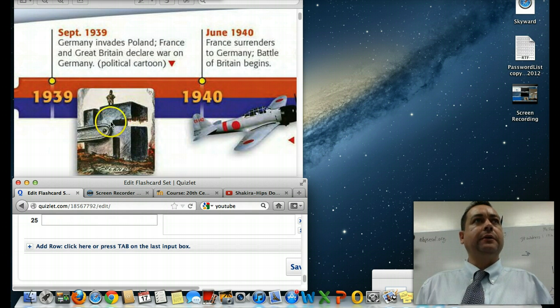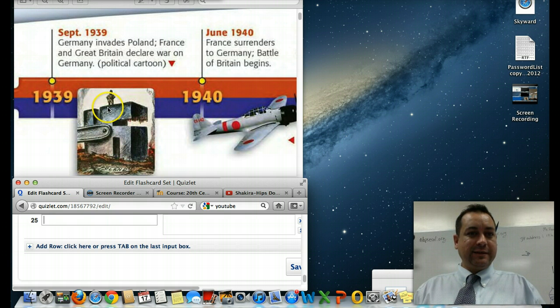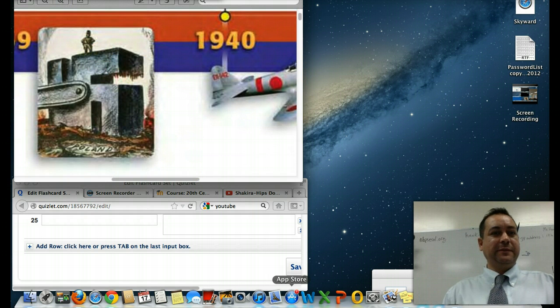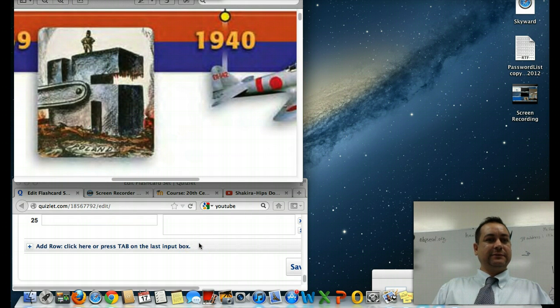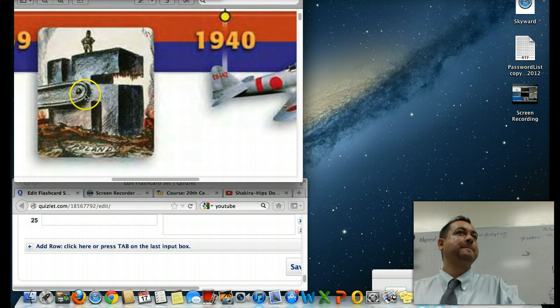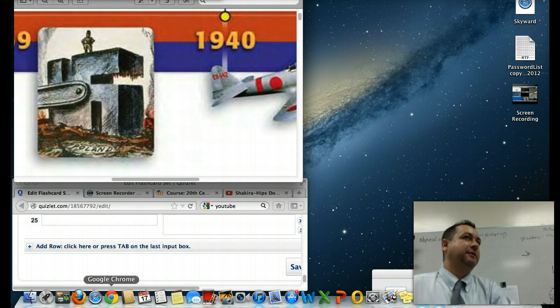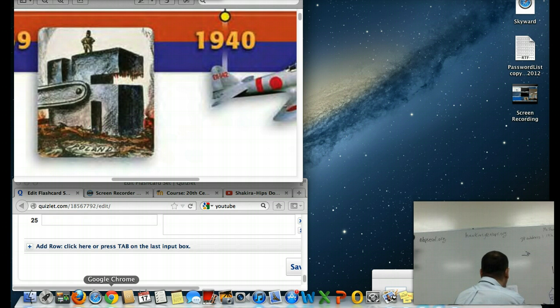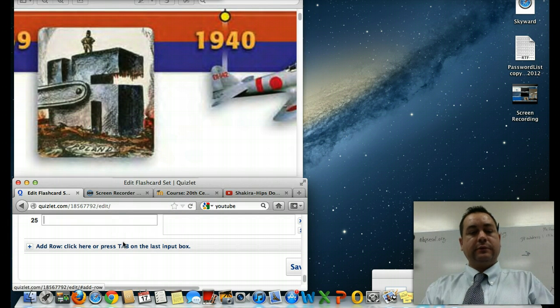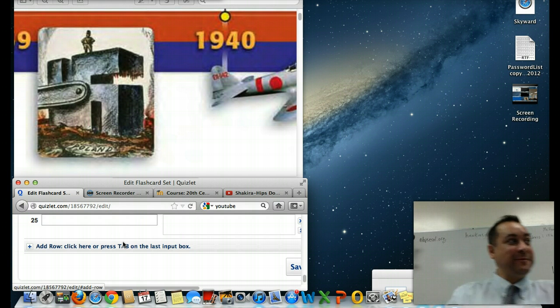Here's a cartoon right here. Everyone knows what a cartoon is, right? What's going on in this picture? It's the logo of Germany. Exactly. Very good. That's the logo, the sign of the German Nazis. There was a special word for it. Does anyone know what it was called? You guys know what it is. Anybody else know?